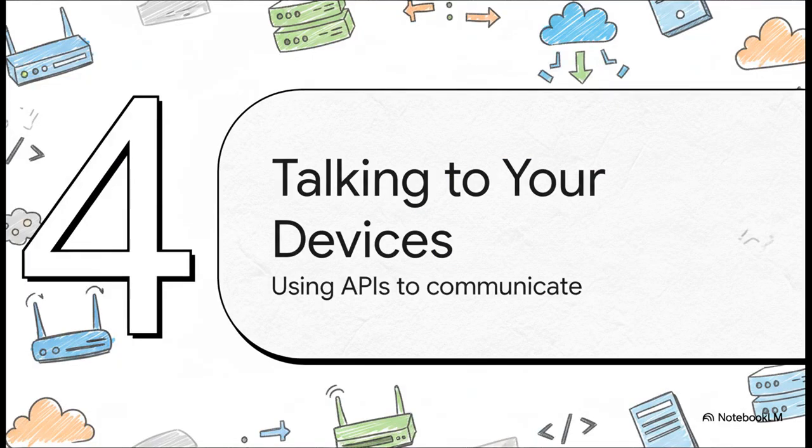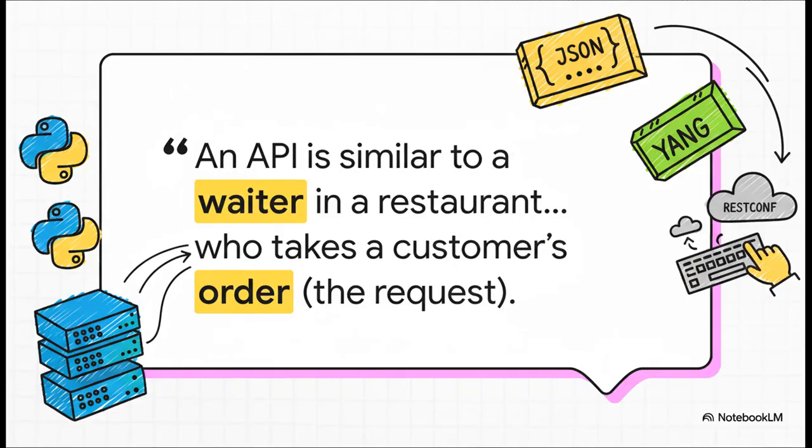All right, we've got our Python script ready to go, and our data is perfectly structured in JSON, all following a YANG model. Now for the last piece of the puzzle, how do we actually send these instructions to our network devices? I absolutely love this analogy because it makes everything just click. An API is like a waiter in a restaurant. You, the customer, have no idea how the kitchen works. And you don't need to. You just give your order, that's the request, to the waiter who takes it to the kitchen. Then the waiter brings your food back. That's the response. The API is just that messenger.